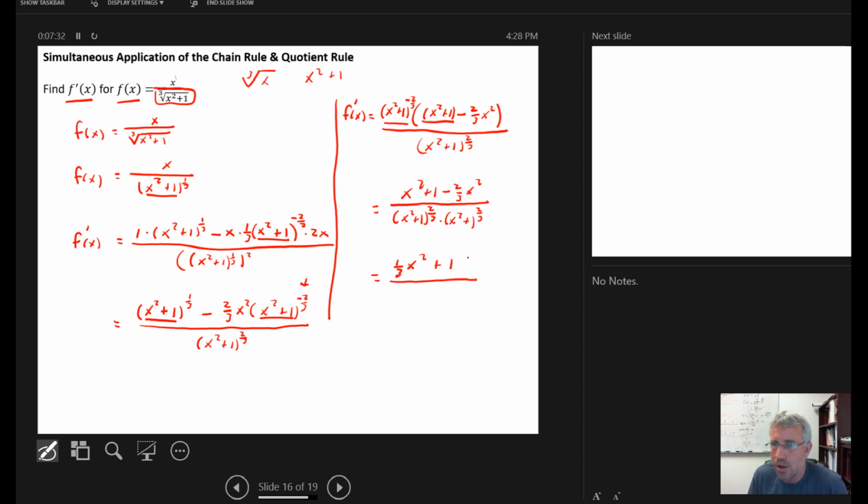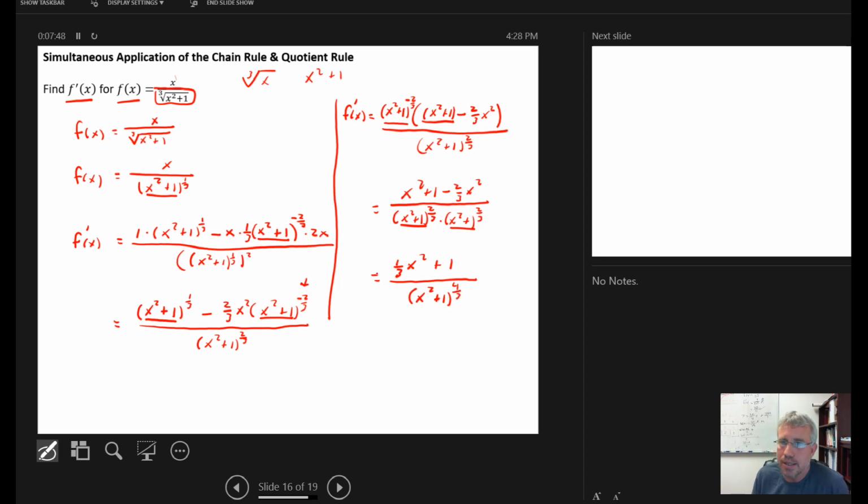And then it's going to be all over, I have a base being multiplied by the same base. They're both raised to an exponent, so we simplify by adding the exponents. So I get an x squared plus 1, and 2/3 plus 2/3 is going to be the 4/3 power.